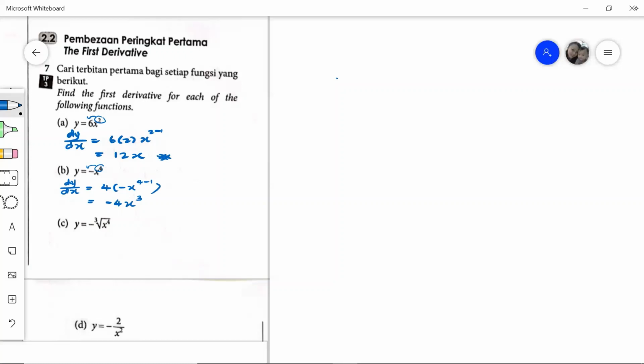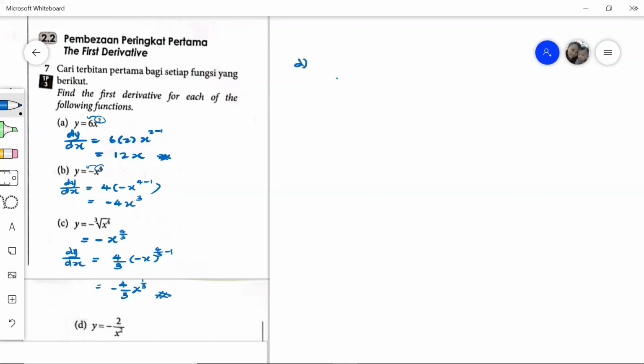Next, before we differentiate this, let's write this in fractional index. So we have negative x to the power of 4 over 3. Therefore dy by dx, we bring down the index to the front, multiply with this 4 over 3, and remember to always minus 1 from the original index. So we will have negative 4 over 3 x to the power of 4 over 3 minus 3 over 3. So we have to the power of 1 over 3. So that's it for part C.